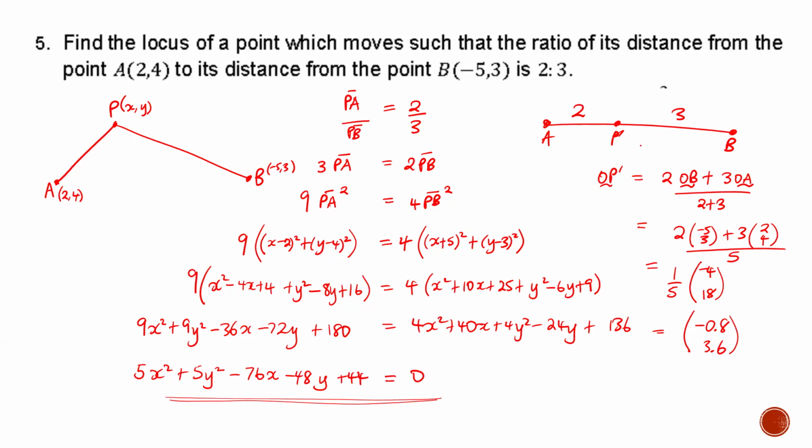Now, we know that P prime should lie on this circle, right? Since it satisfies, it's one of the points that splits the distance AP and PB in the ratio 2 to 3. In other words, it's one of the points whose distance from A is 2/3 its distance from B. So that means P prime should lie on this circle. And indeed, when you substitute this point in the equation of this circle, it holds. So that's just one way of confirming that your locus is correct.